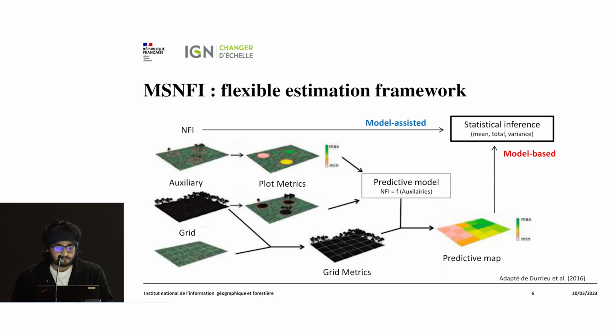So this is another depiction of estimation framework of MSNFI, in which we put emphasis on model-assisted and model-based estimation frameworks. Here, we are combining our NFI and auxiliary data sets using predictive model, which could be anything like linear models, parametric, non-parametric KNN models. And based on this model, we are getting output as predictive maps, which is complemented by statistical inference. And if we want to estimate for small areas, NFI plots are used as well.